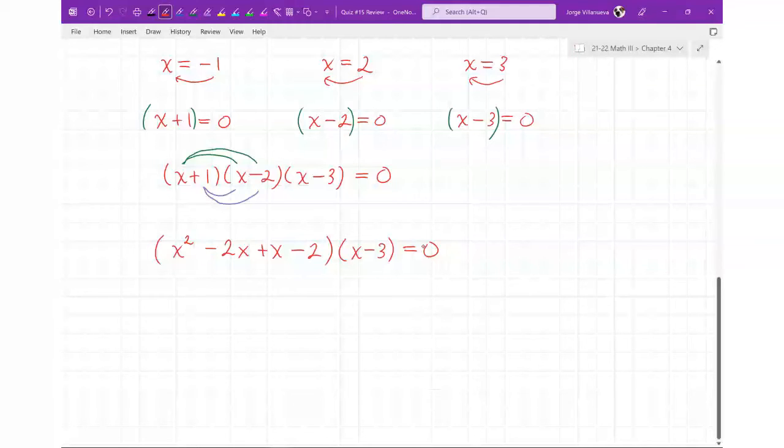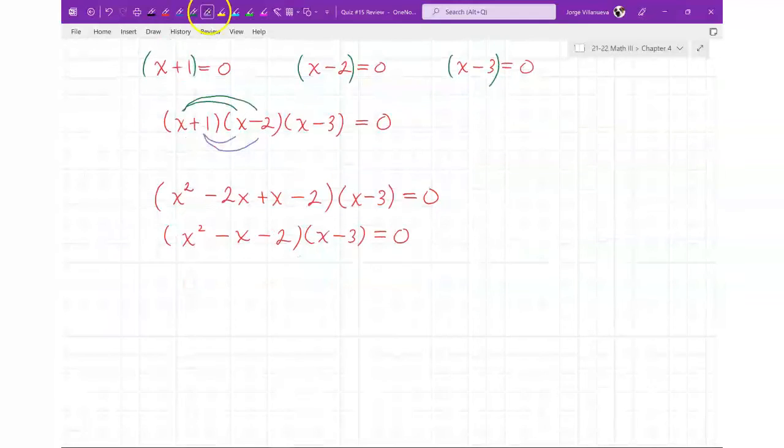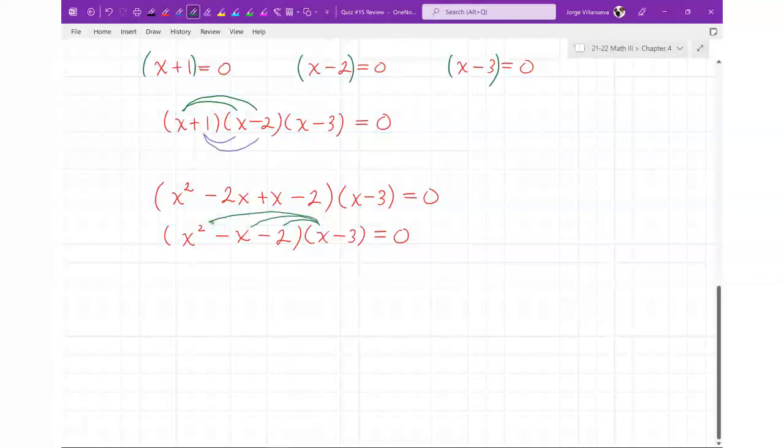Now simplify that long expression first, and then you're going to have to multiply again, okay? And like I said, that's the part that really messes with people, because they think it's going to be a lot of work. Yeah, it's a little lengthy, but it's not terrible. It's just multiplication. So here we go. X squared minus x minus 2, because -2x plus x is a -x, times x minus 3 equals 0.